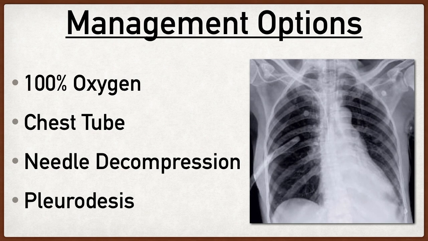In cases of a tension pneumothorax, or if the patient's unstable, you may need to consider a needle decompression in that 2nd intercostal space mid-clavicular line. Lastly, if the patient has a persistent air leak or recurrent pneumothoraces, they may require some sort of surgical intervention. One example is a pleurodesis in which the visceral and parietal pleural layers are attached together.